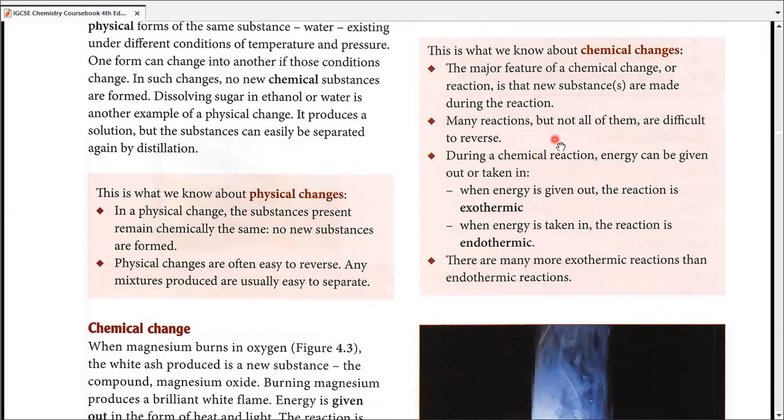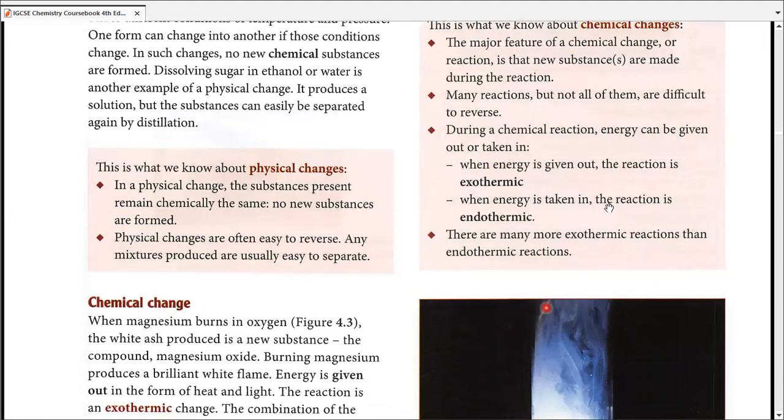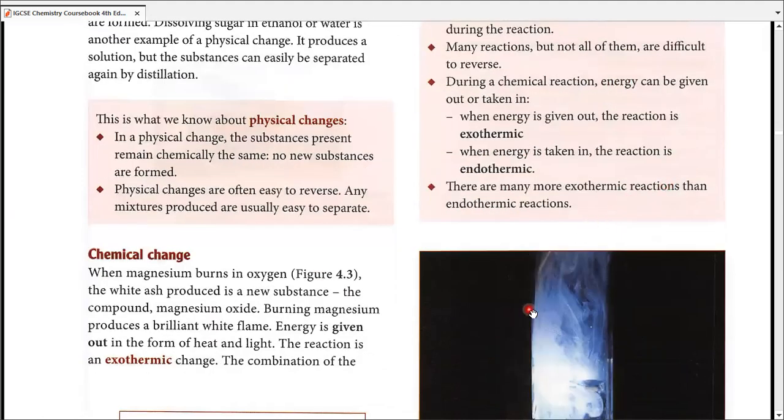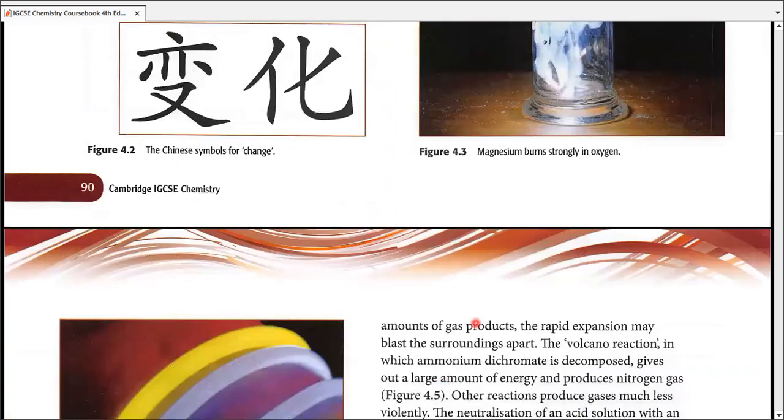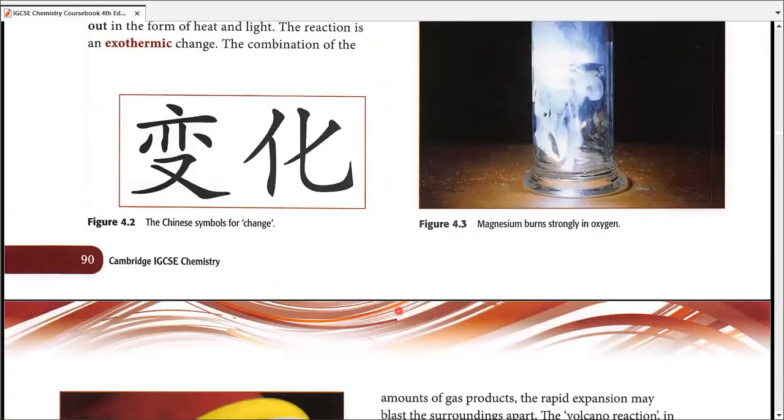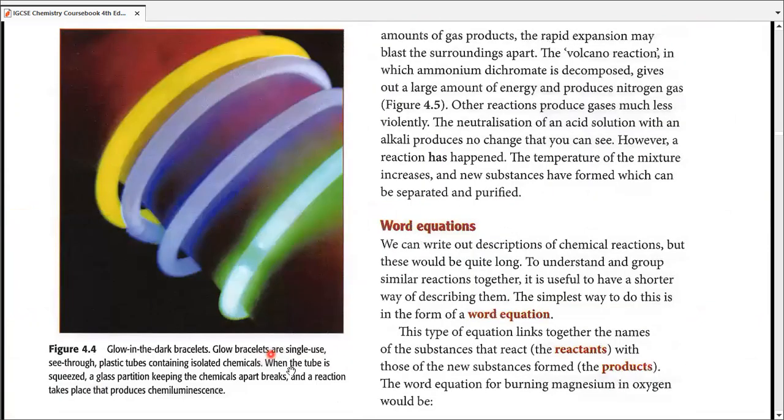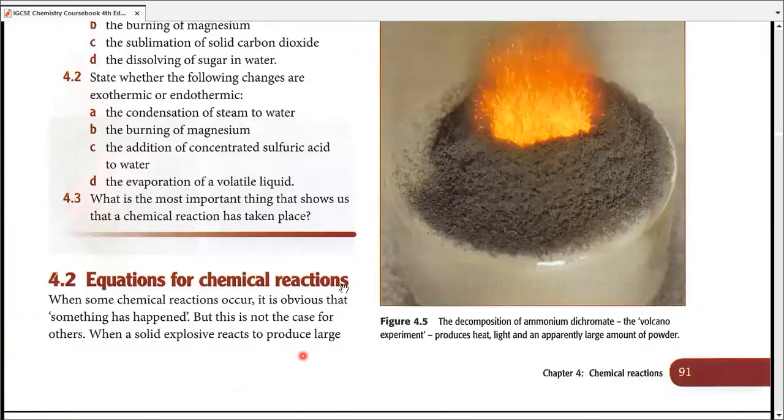During chemical reaction, energy ya to taken in hoti hai, ya given out hoti hai. If energy is taken in, that's endothermic. If energy is given out, that's exothermic. Mostly humare paas naturally zyada exothermic reactions hote hain, than endothermic reactions. For example, usne magnesium ka strongly burn hona, oxygen mein ya chemiluminescence, the examples quote ki hui hain.